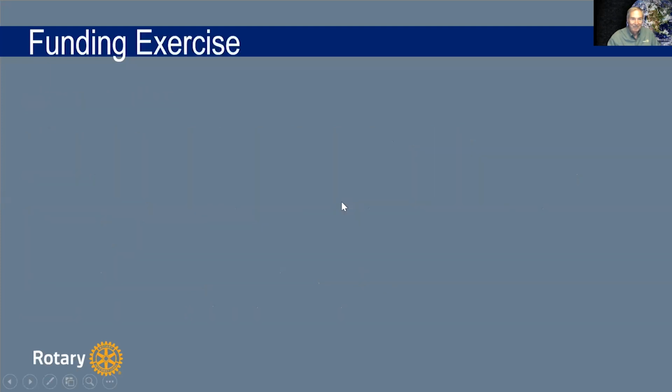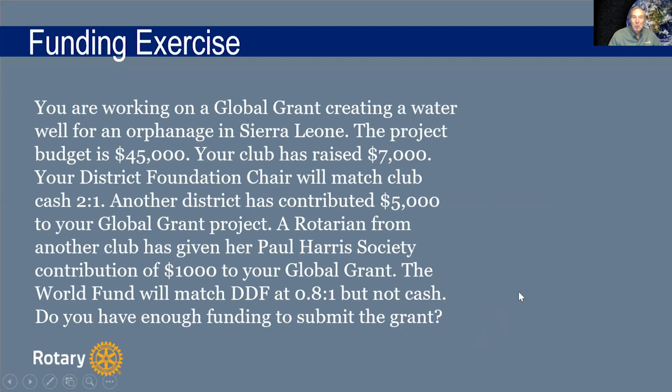Okay. We're going to do a funding exercise. We'll see how this works. You're working on a global grant, creating a water well for an orphanage in Sierra Leone. Project budget is $45,000. Your club has raised $7,000. Your district foundation chair will match club cash 2-to-1.